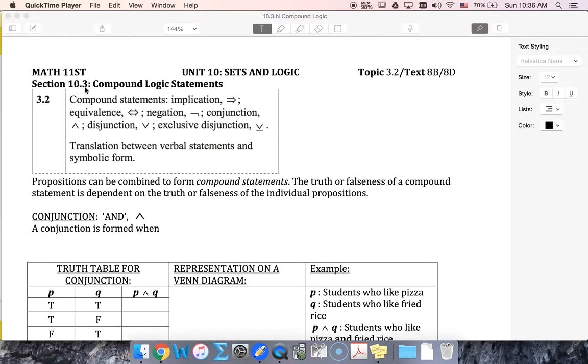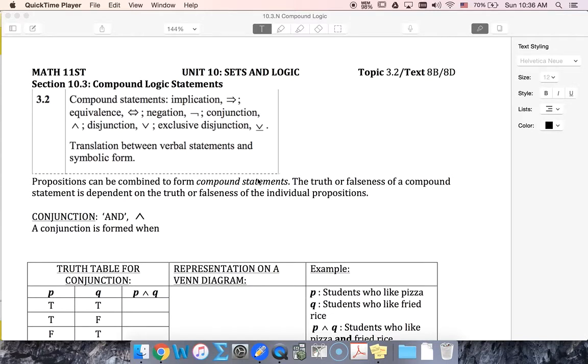All right, so now we're into syllabus topic 3.2, and we're going to put together logic statements using the words and or. We're going to connect them back to Venn diagrams and also learn these new symbols. So propositions are combined with compound statements.